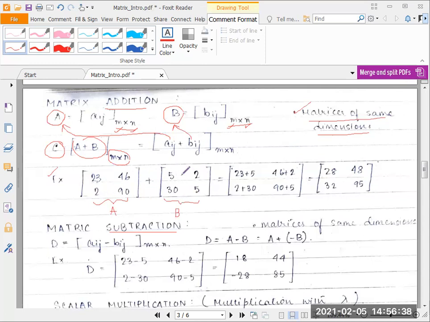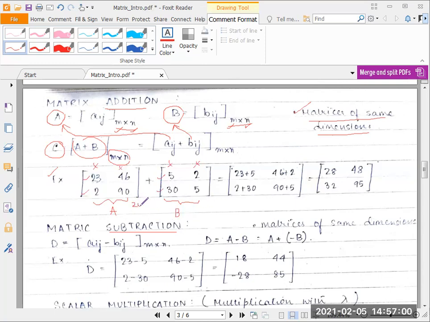Similarly, if we look at the B matrix, we'll see that it has two rows, the first row and the second row, and it also has two columns, the first column and the second column. Similar to the A matrix, which also has two rows and two columns. That is, both these matrices, matrix A and matrix B, have 2 cross 2 as dimensions.